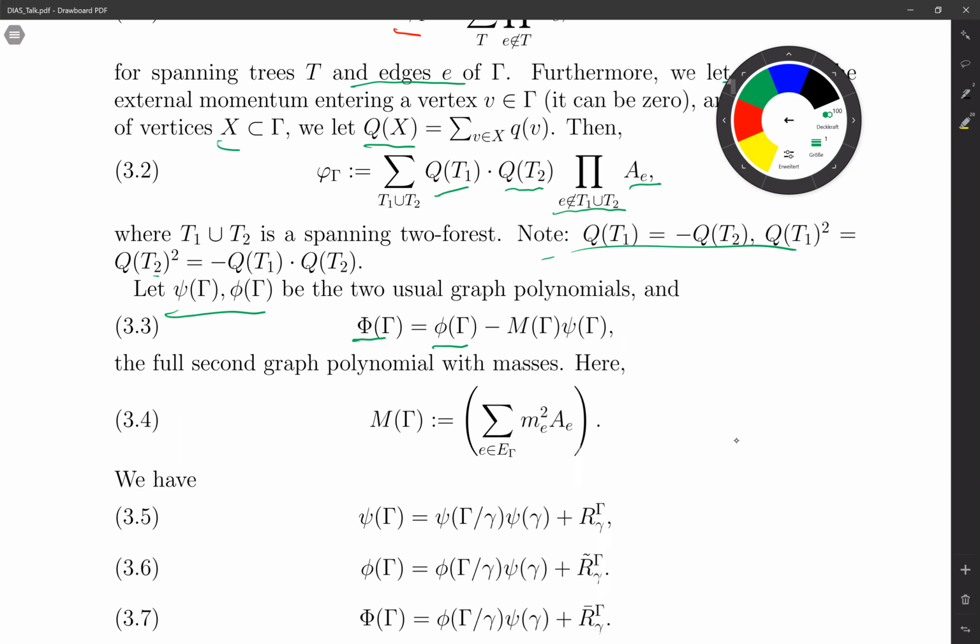M of gamma is just the sum of all edges in your graph, and each edge might have an internal mass. Again, it can be zero, but must not be zero. And so you multiply each edge E by the mass squared. If there is a mass in that edge, that gives you that quantity, and you simply modify this a little bit by taking the first Symanzik polynomial times this. Note, this is a homogeneous polynomial. This is of one degree higher than this polynomial, but this polynomial is linear in AE, so this is a homogeneous polynomial again.